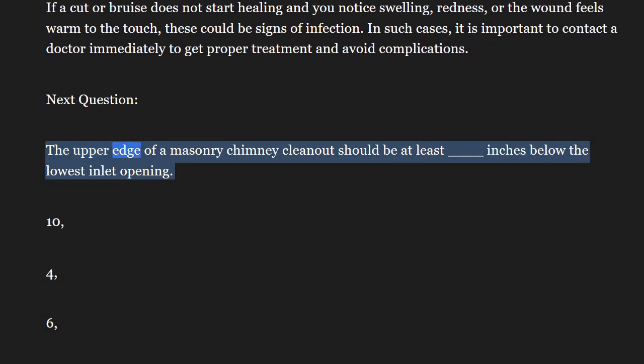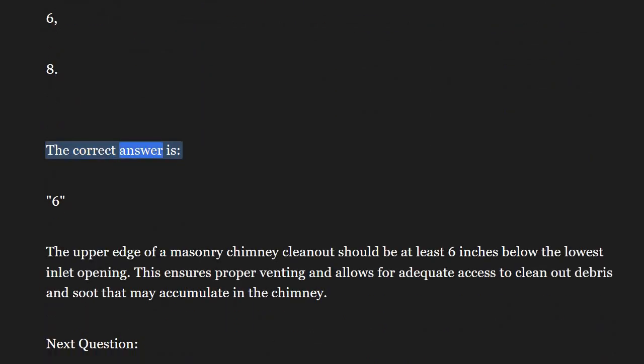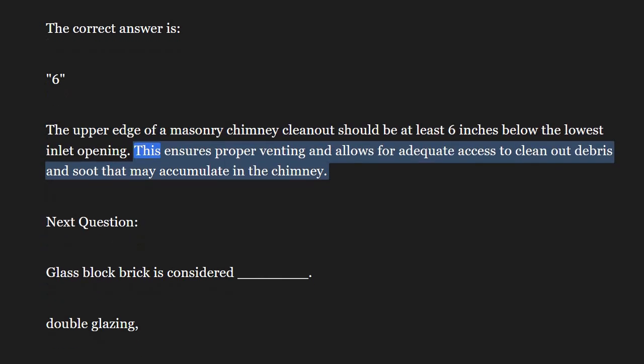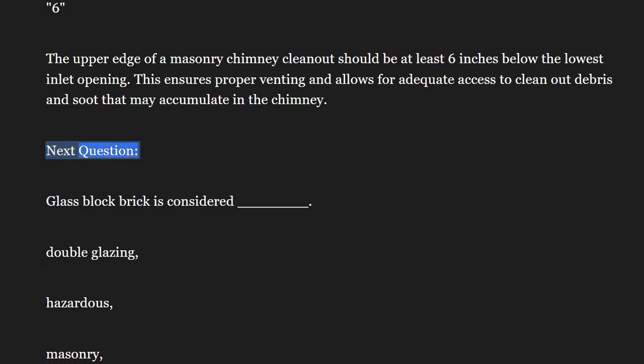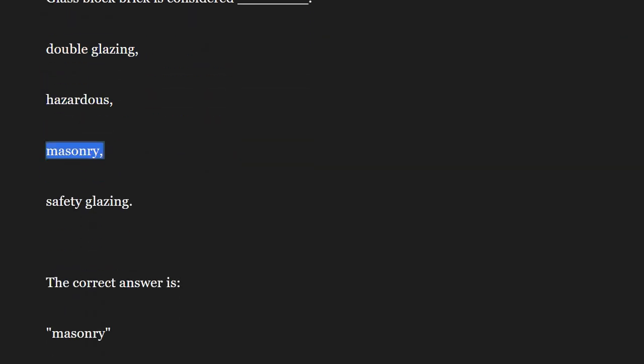Next question. The upper edge of a masonry chimney cleanout should be at least how many inches below the lowest inlet opening? 10, 4, 6, 8. The correct answer is 6. The upper edge of a masonry chimney cleanout should be at least 6 inches below the lowest inlet opening. This ensures proper venting and allows for adequate access to clean out debris and soot that may accumulate in the chimney.